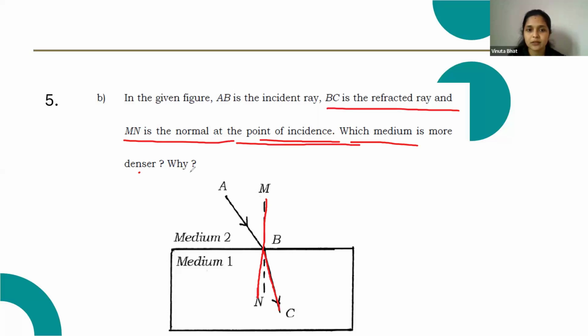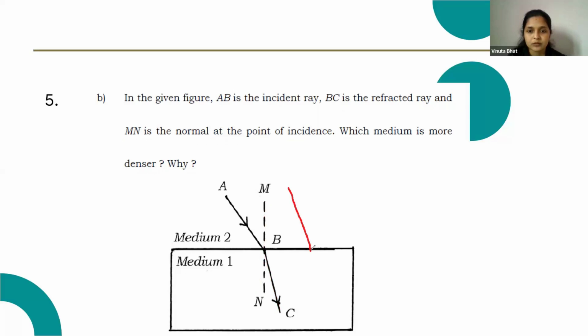Which medium is more dense? Here medium 1 is mentioned, medium 2 is mentioned, right? Which medium is more dense? So when the incident ray bends towards this MN, the normal, then that medium is denser than medium 2. So medium 2 is less dense compared to medium 1.